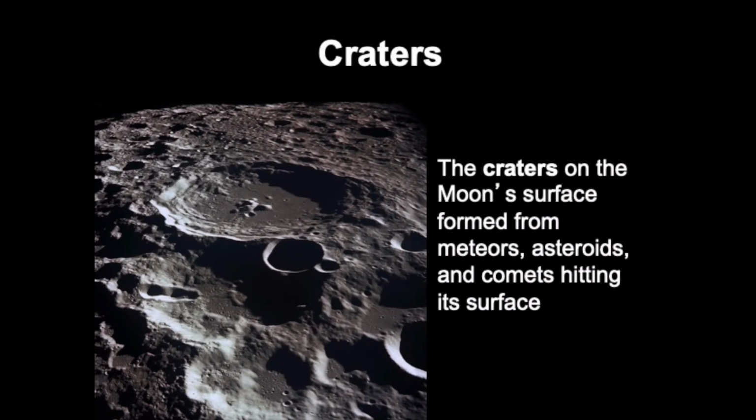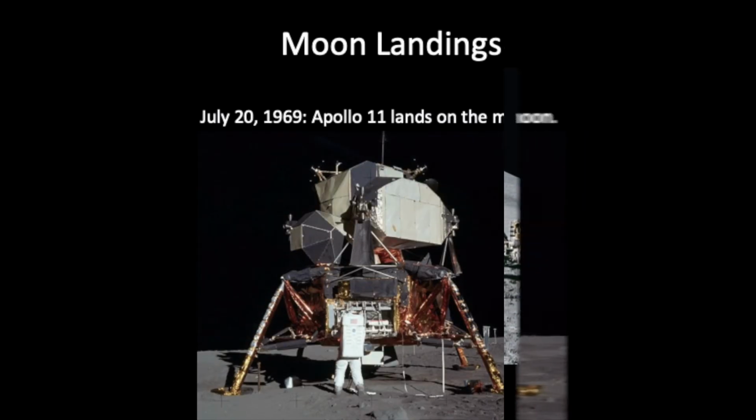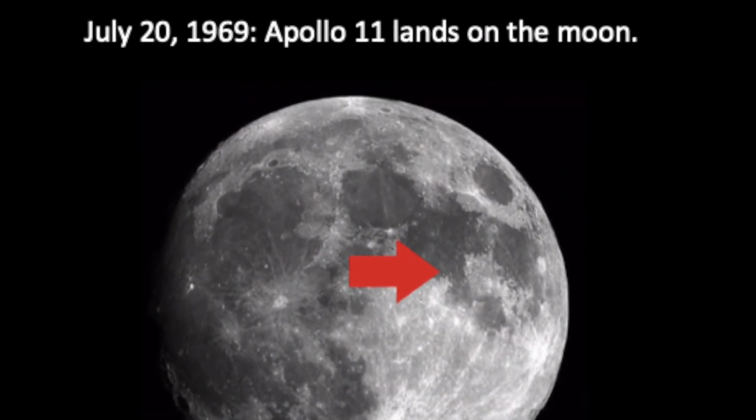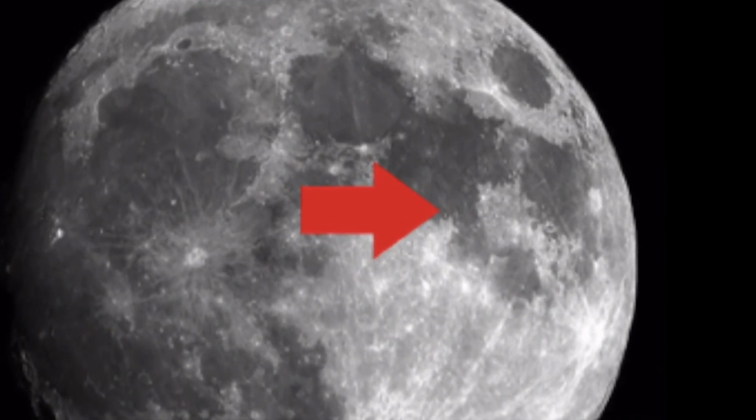And then, of course, we have the craters on the moon's surface formed from meteors, asteroids, and comets hitting its surface. Of course, these became very famous when Neil Armstrong talked about football stadium-sized craters when he tried to land the lunar module, the Eagle, for the first time in 1969. This is the location on the moon where the Eagle was landed by Neil Armstrong. It's called the Sea of Tranquility.